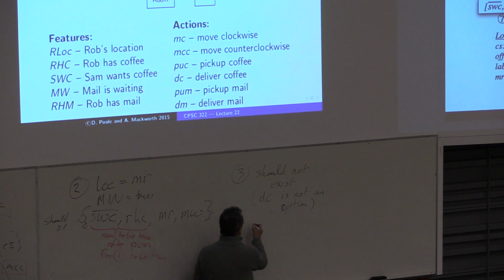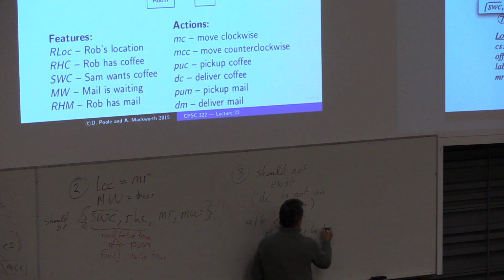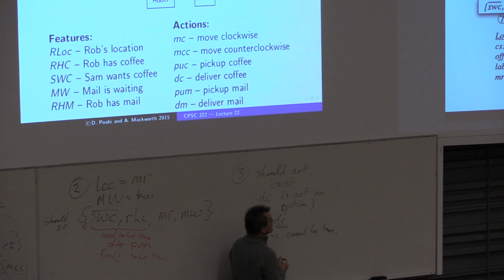So after DC, robot has coffee cannot be true. Does that make sense? Any questions about that? What else is wrong with this? Yes?